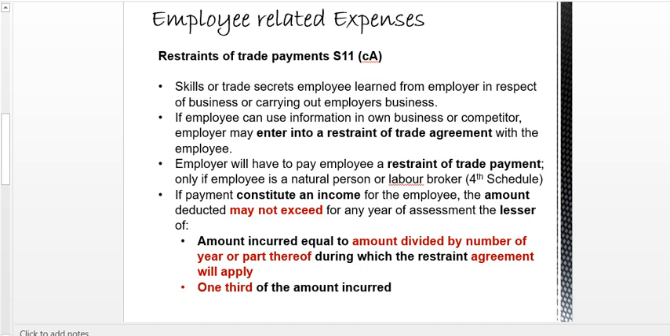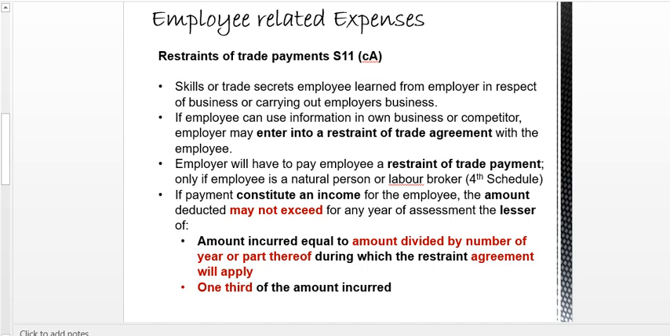Thereafter, the employee may use it, but before then, there is an agreement in place, so he may not use it. So the employer will have to pay the employee a restraint of trade payment. So only if the employee is a natural person or a labor broker. So that's according to the 4th schedule.